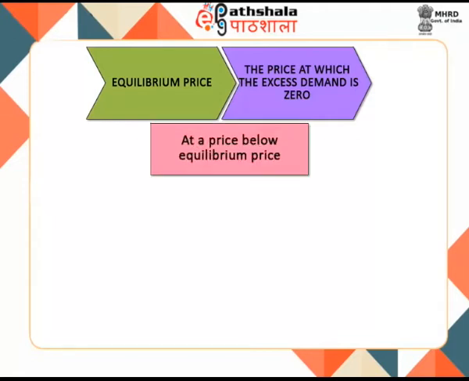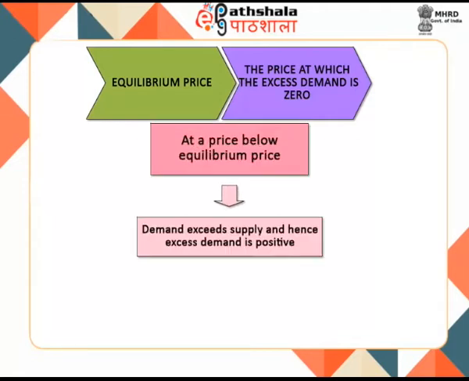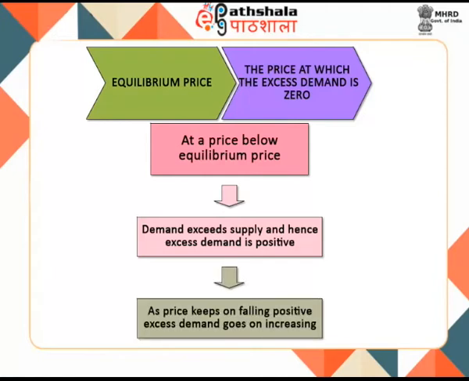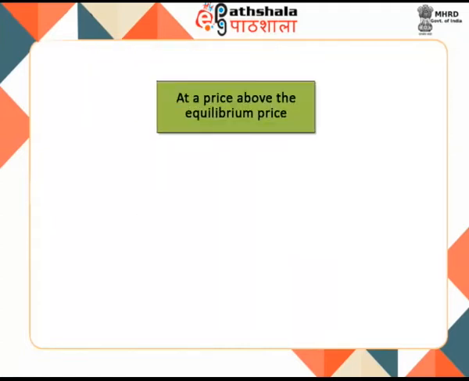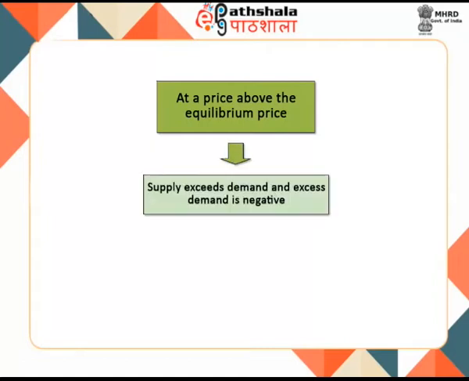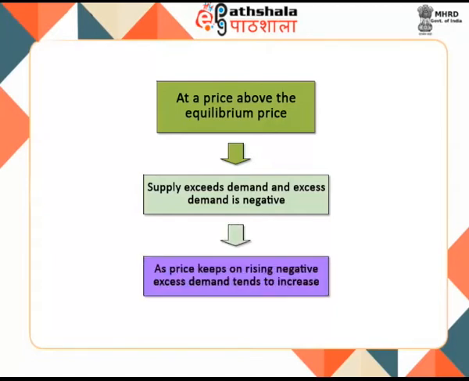At a price below the equilibrium price, demand exceeds supply and hence excess demand is positive. As price keeps on falling, positive excess demand goes on increasing. Now, at a price above the equilibrium price, supply exceeds demand and hence excess demand is negative. As price keeps on rising, negative excess demand tends to increase.